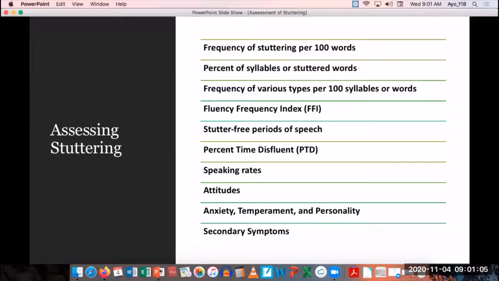You guys at home are too quiet today. Cassie, what can it affect? It might affect the severity of their stutter.